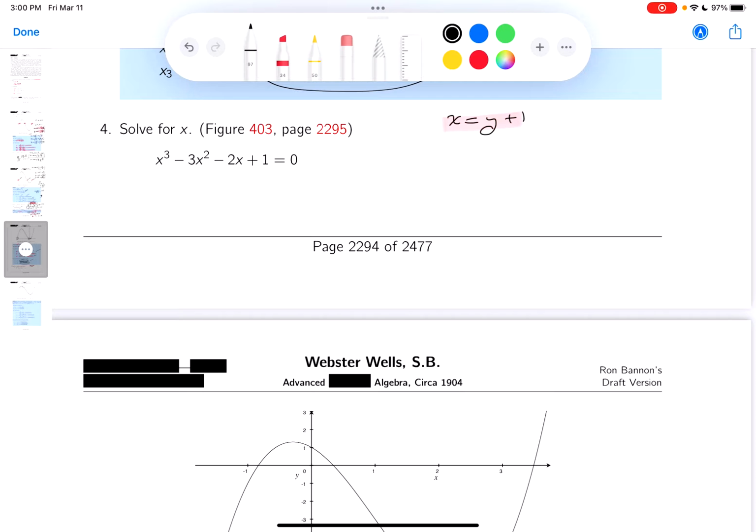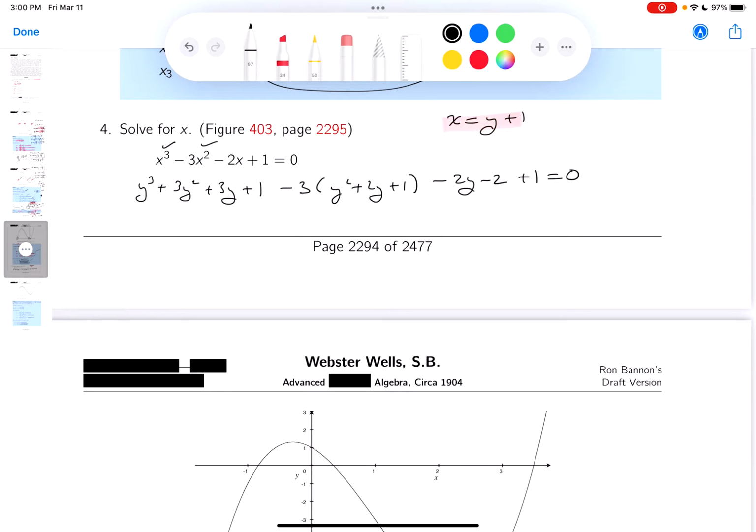So let's write this down. Fairly easy to do. I have to cube it first. That's going to be y cubed plus 3y squared plus 3y plus 1. That's done. Now it's going to be minus 3. Well, the x squared is going to be y squared plus 2y plus 1. I'll take care of that later. Minus 2x, which would be minus 2y minus 2, and then plus 1 equals 0.